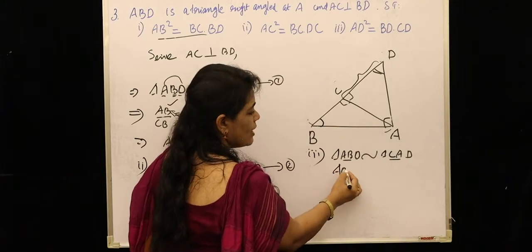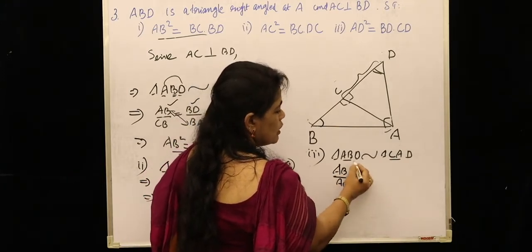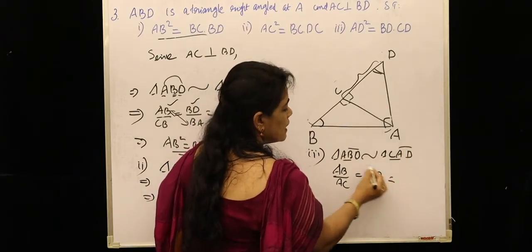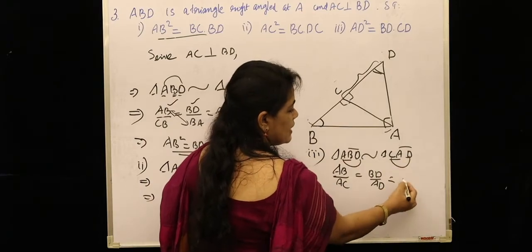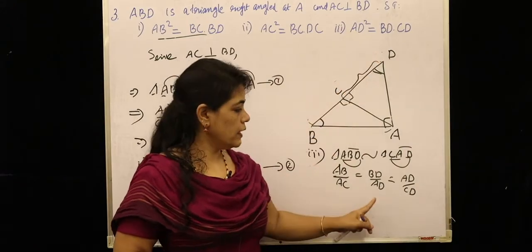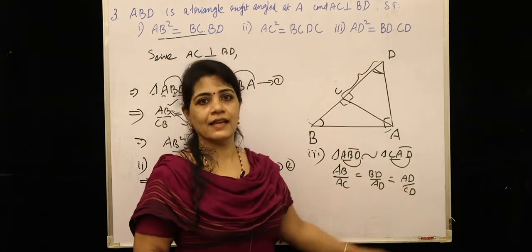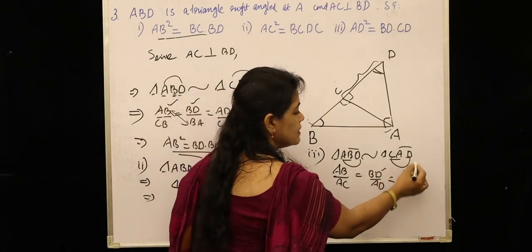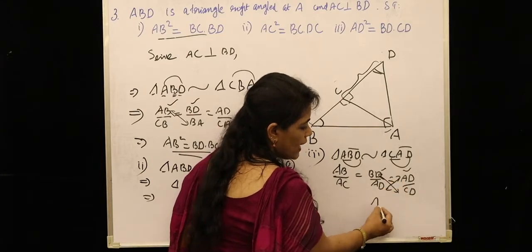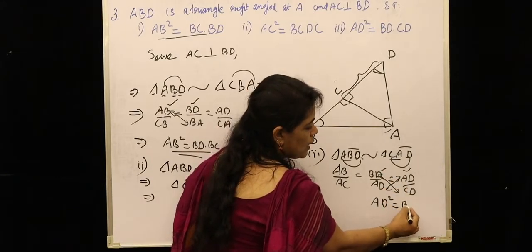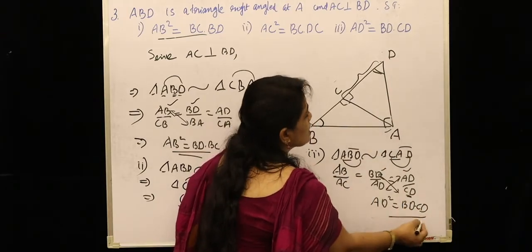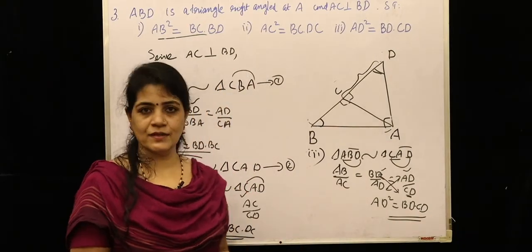The first ratio AB and AC equal to the second ratio BD and AD, and the third ratio AD by CD. See, we need AD square. So here is AD, here also AD. If you take the second and third, you can easily get the required result. So I am going to cross multiply the second and third. So AD square equal to BD into CD. So this is the required result: AD square equal to BD into CD.